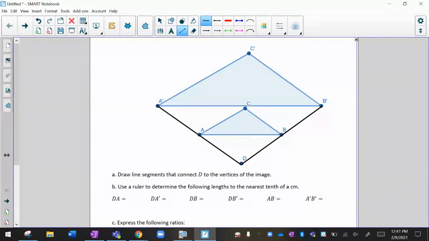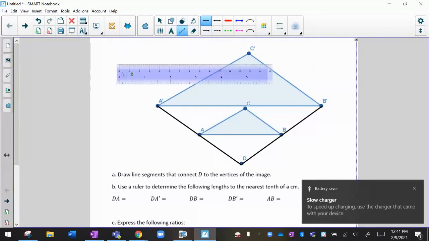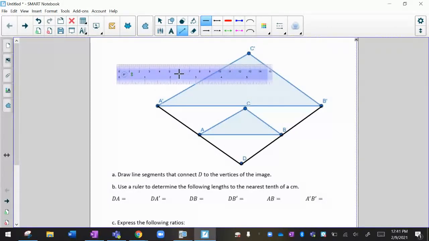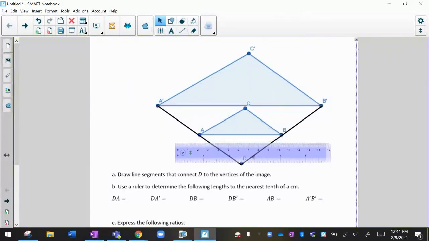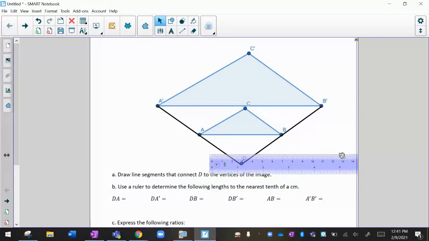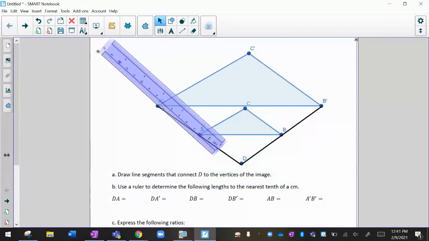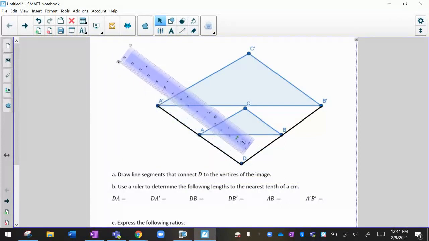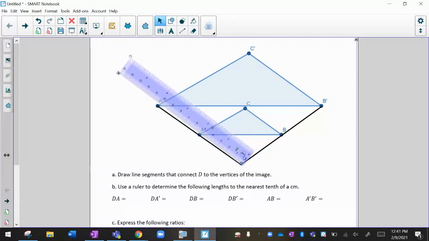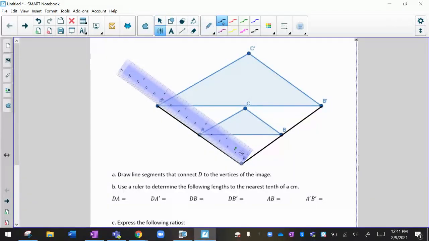Then it says use a ruler to determine the following lengths to the nearest tenth of a centimeter. So now we're going to use the centimeter part of this ruler, and I am going to measure DA and DA prime. Let's see what I got. My values are going to be different from your values, I think, so use your own values. I'm going to use mine.